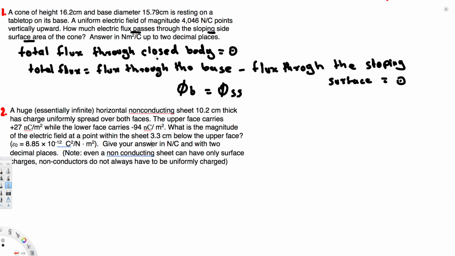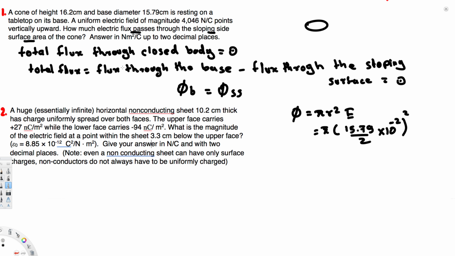Now to find the base, we know the base of the cone is going to be a circle, and the area of the circle is pi r square. So we can find the flux using this equation, pi r square times E. This is going to give us the flux. Now pi times the radius: the base diameter is given as 15.79 centimeter, so 15.79 divided by 2, times, since this is centimeter, we have to multiply by 10 to the power minus 2 to convert it into meter, and then square, and we have the electric field that's provided, that's 4046.